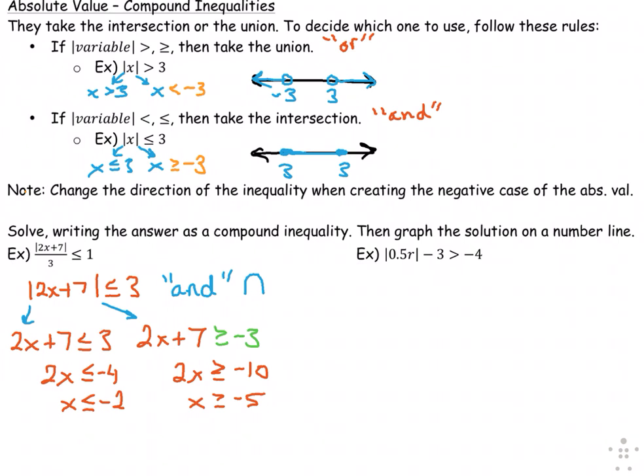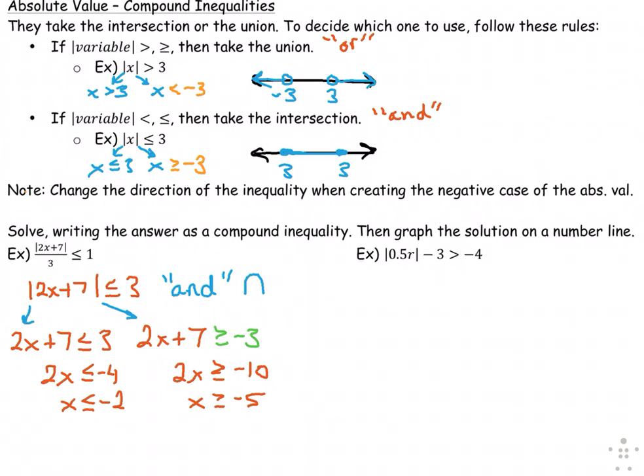Because this is and, I need overlap. So x is less than or equal to negative 2. X is greater than or equal to negative 5. That's good news, because if you start at negative 5 and go right, greater than, that is going to overlap with starting at negative 2, and since this is less than, going to the left.